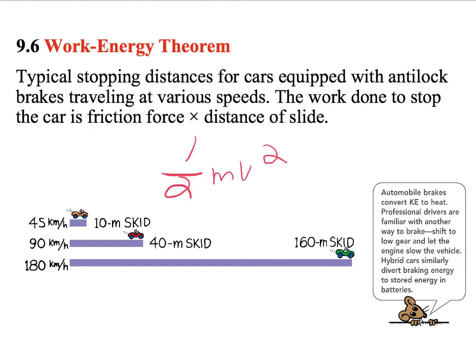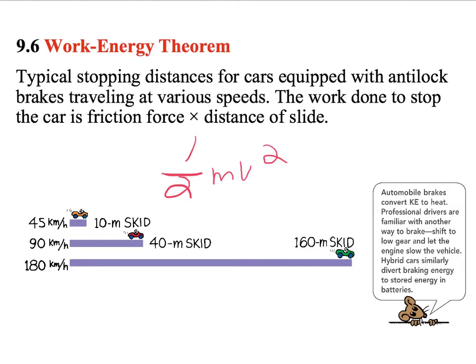And if you look at this, 90 is twice 45. You double the velocity, the total energy goes up 4 times. 180 is 4 times 45. So if you bring the velocity up by a factor of 4, then the total amount of energy goes up by 16. Now this has real life implications.